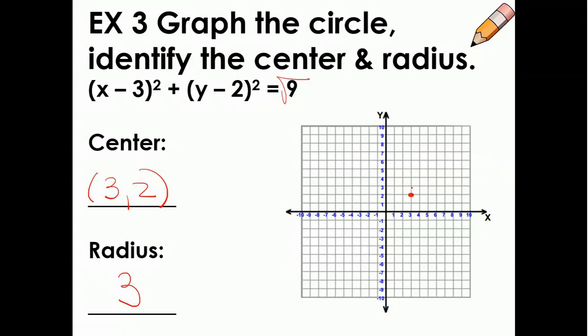So let's draw out my radius in each way. 1, 2, 3. 1, 2, 3. 1, 2, 3. And 1, 2, 3. Draw around my circle here.